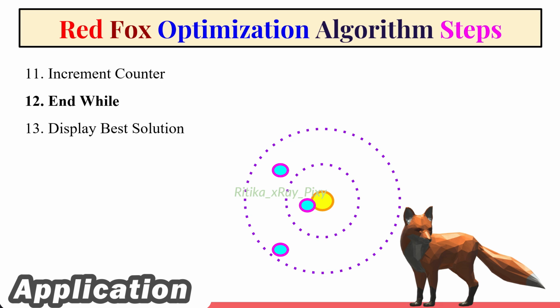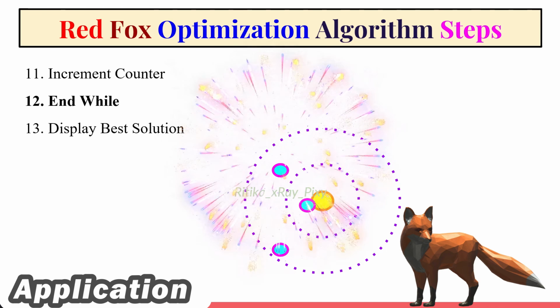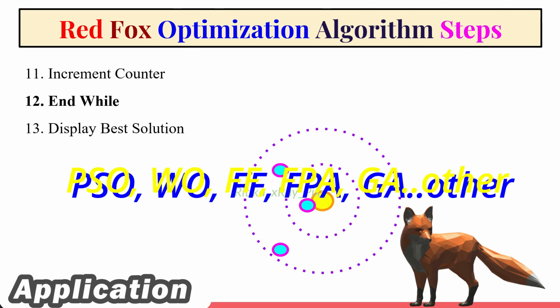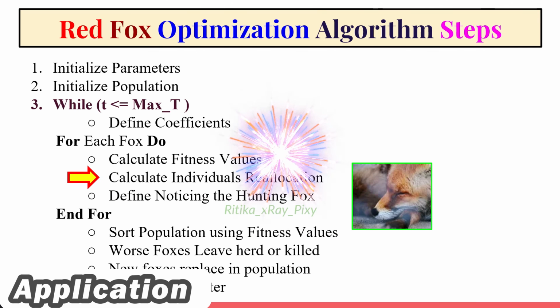So about application of this algorithm, we can use this algorithm for complex multimodal problems where the traditional methods either fail or they are slow, and we can also use to solve a number of optimization problems because it provides efficient results in comparison with a number of optimization algorithms. So here we discussed the red fox optimization algorithm. For more details, you can check the research paper and you can check everything in detail.